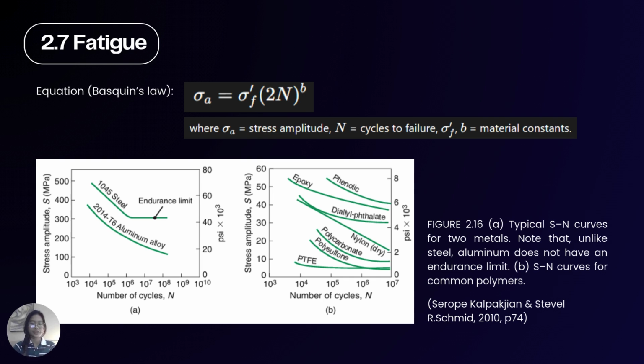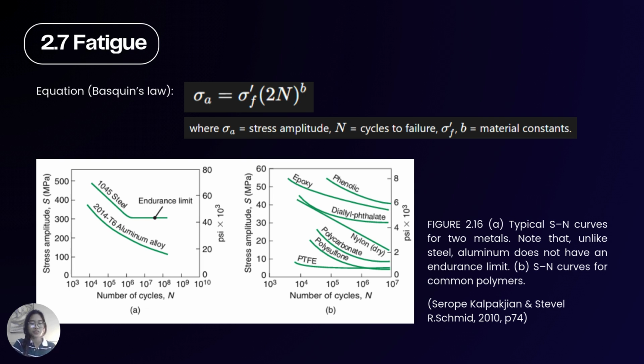Fatigue occurs in three stages. The first is crack initiation, usually at the surface or at a defect such as a notch or a scratch. The second is crack propagation, where the crack slowly grows with each loading cycle. And third, the final fracture, which is often sudden and catastrophic once the crack reaches a critical size.